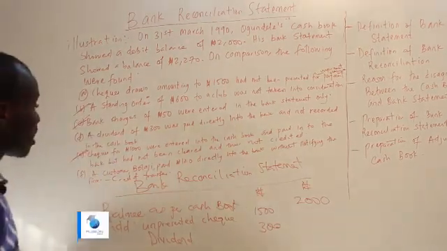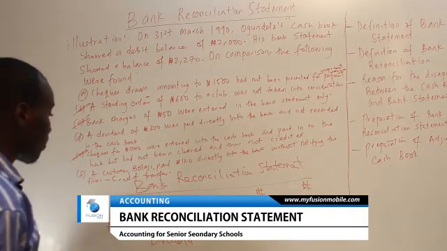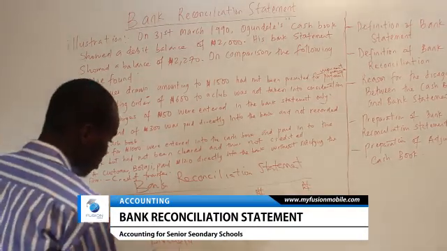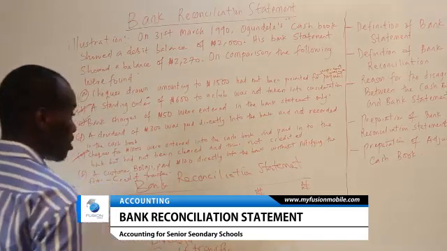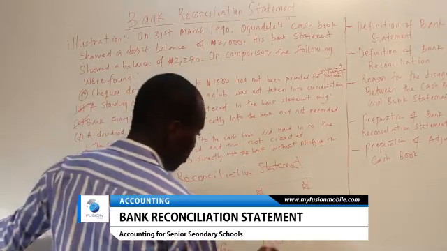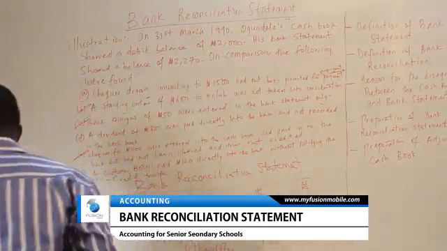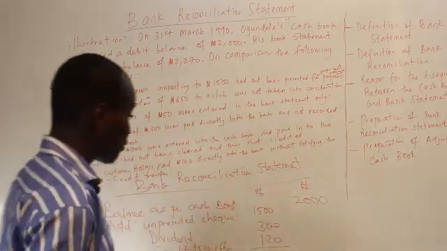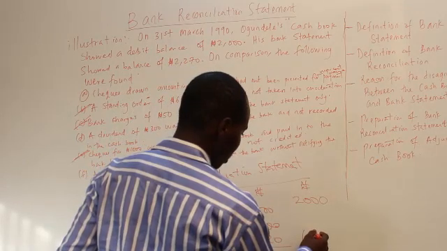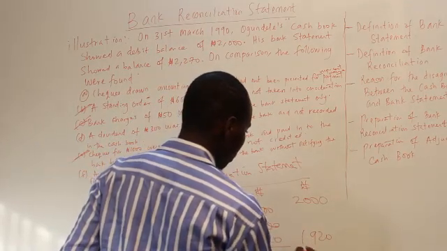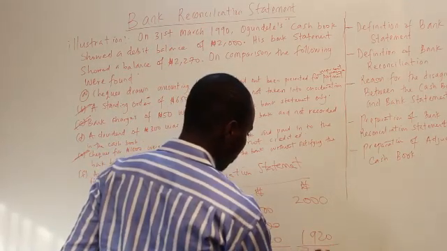A customer, Bolaji, paid directly, so that will be a credit transfer. So that will be an addition. Credit transfer, which is 120 naira. So we can then add that, and that gives us 1,920. So we then have 3,920.